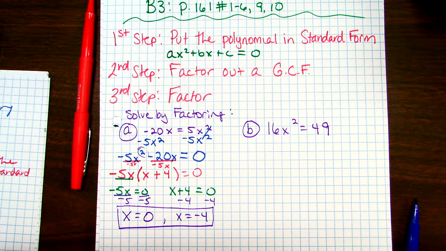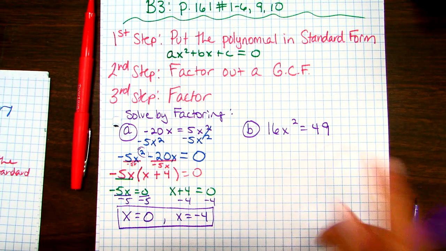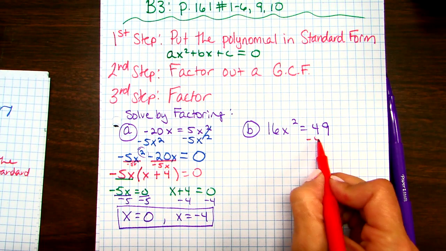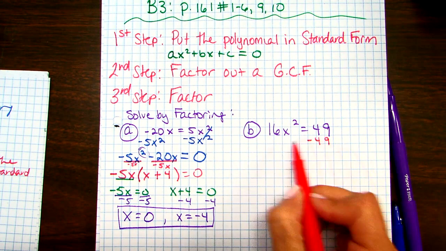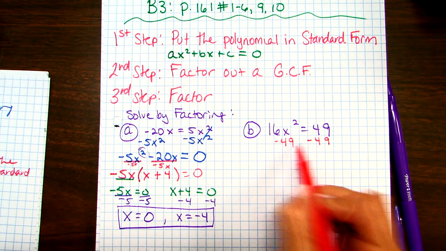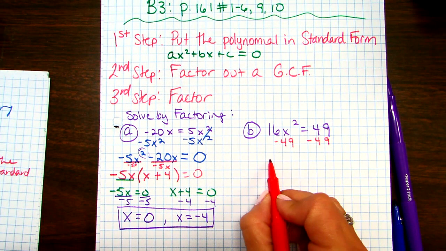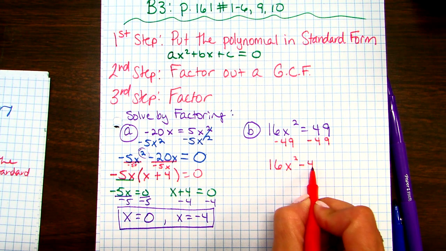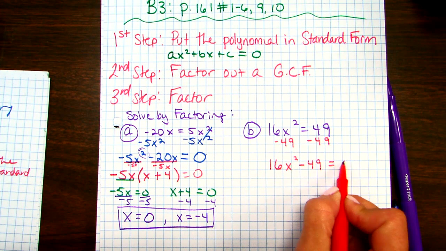Not in standard form, right? Because there's not a 0 on one side. So we have to bring the 49 over. We want to bring 49 to the other side. So I would subtract it. That leaves me with 16x squared minus 49 equals 0.